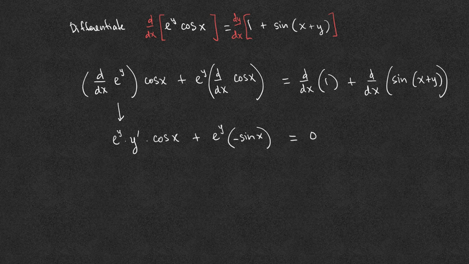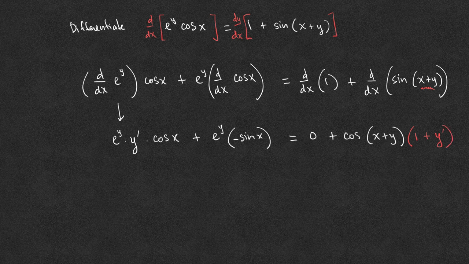The derivative of sine of x plus y is the derivative of a composite function, so we will need to use the chain rule. The outside function is sine, and the derivative of sine is cosine, and we rewrite the inside function, and then we multiply by the derivative of the inside function. The derivative of x is 1, and the derivative of y with respect to x is y prime. Don't forget to use the chain rule.